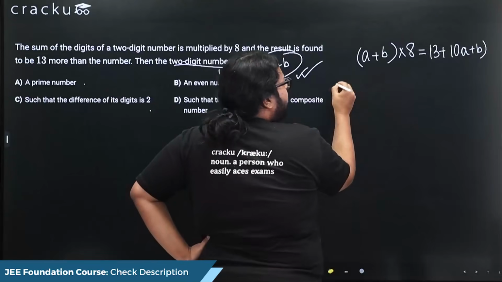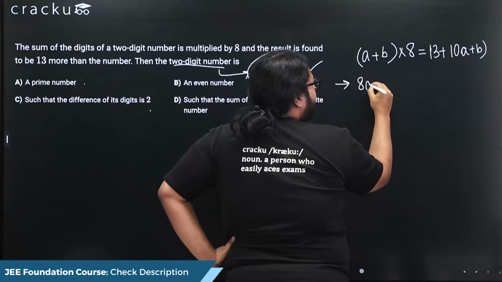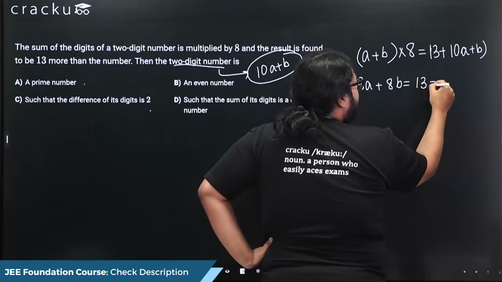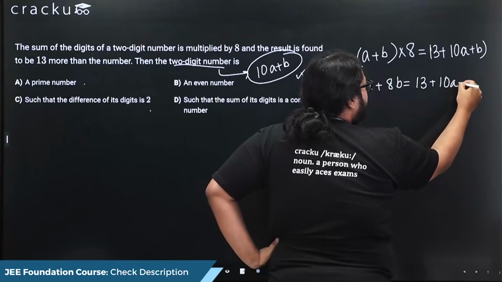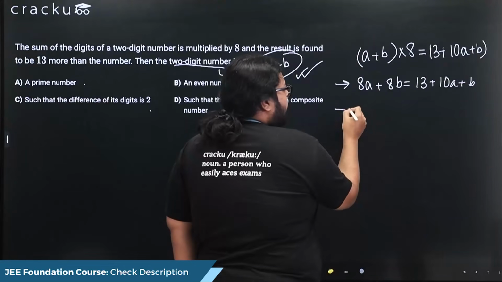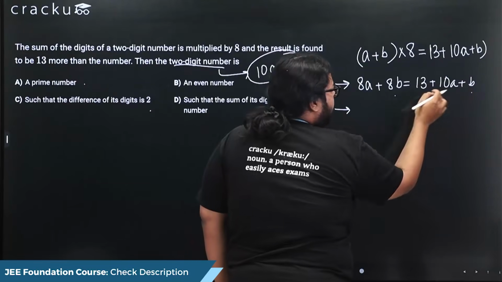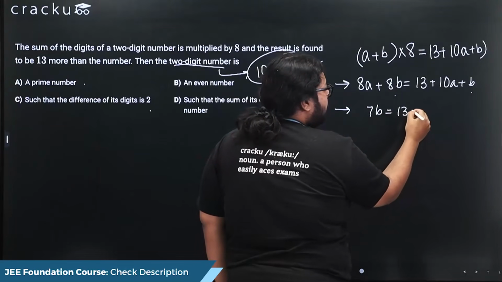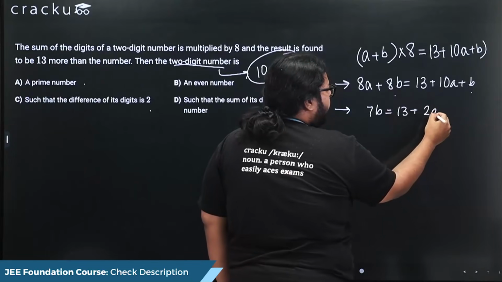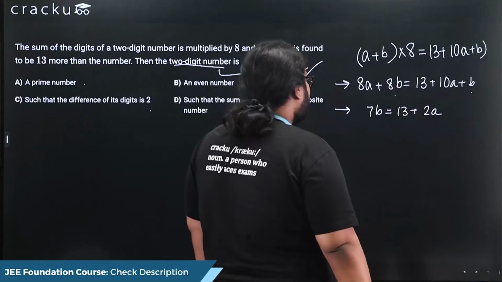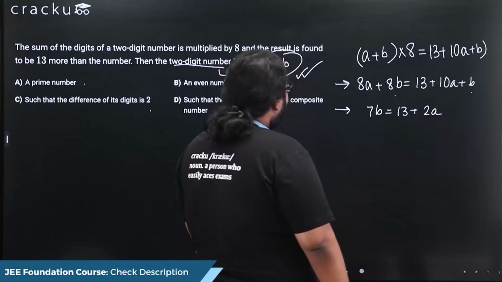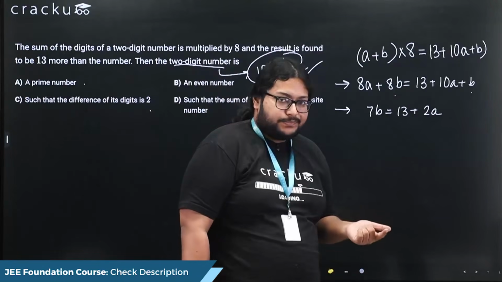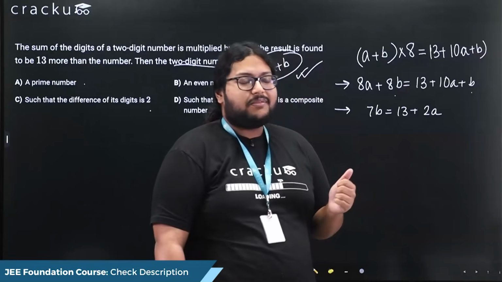So this one, if I open it up, I get 8A plus 8B is equal to 13 plus 10A plus B. So I can say 8B minus B, which is 7B, is equal to 13 plus 2A. Okay. Now, can I actually find the number? I actually can. How can I say that I can find the number?